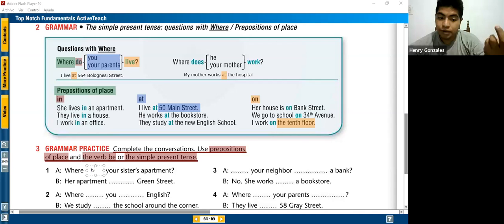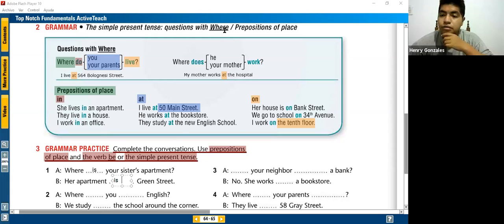Where is your sister's apartment? ¿Dónde está el departamento de tu hermana, no? Is. ¿Dónde está? Right? And here the answer. ¿Cuál sería tu respuesta por aquí, no? Her apartment is, and what is the correct preposition here? Green Street. ¿Cuál sería la preposición correcta? In, at, or on?